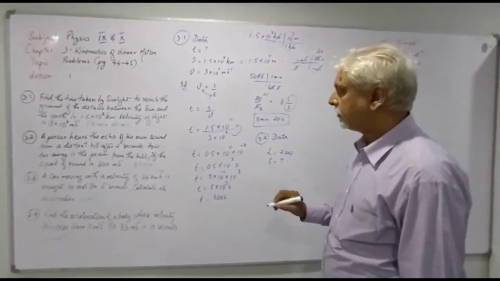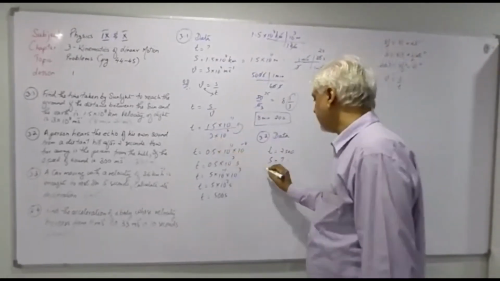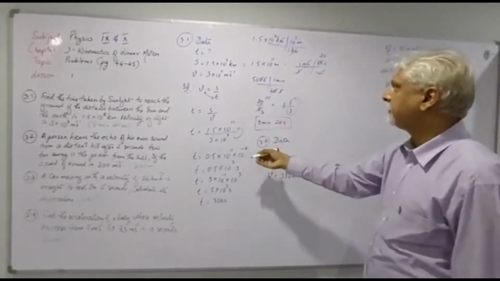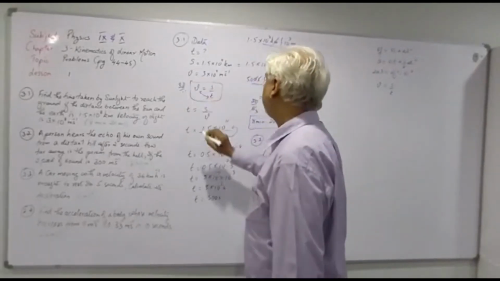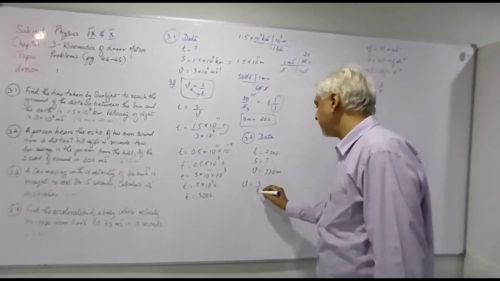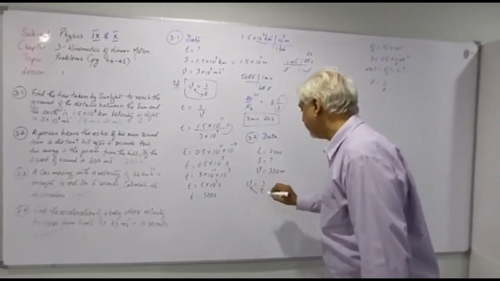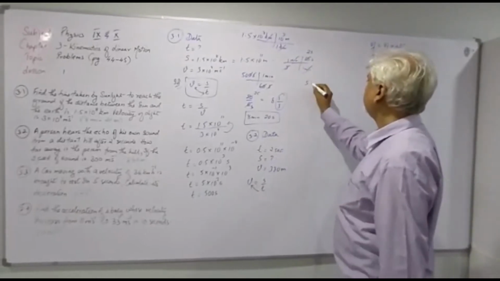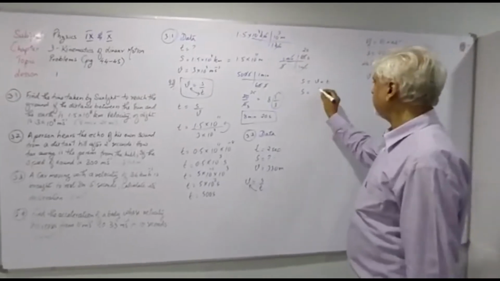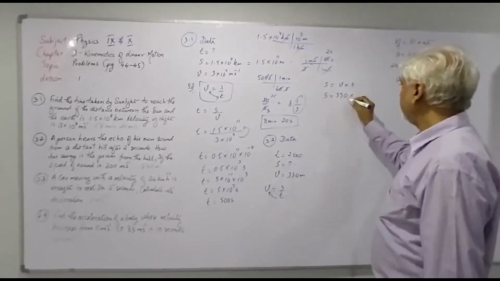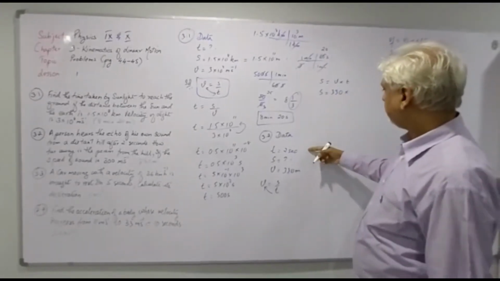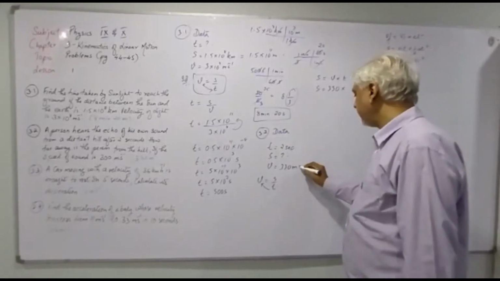If the speed of sound is 330 meters per second, we use the same formula. V is equal to S upon T, so velocity is equal to distance upon time. Here in this case we are finding distance, so we'll have to take time on the other side. So we'll get distance is equal to velocity times time. So distance is equal to your velocity, 330, the speed of sound, times time. This is in meters per second.